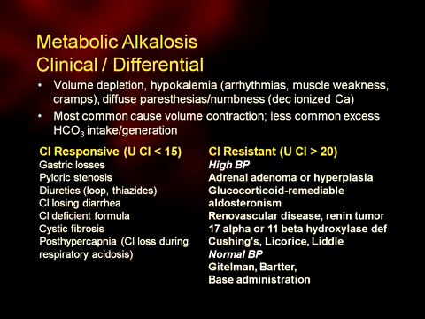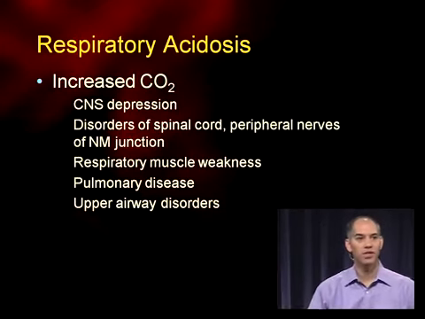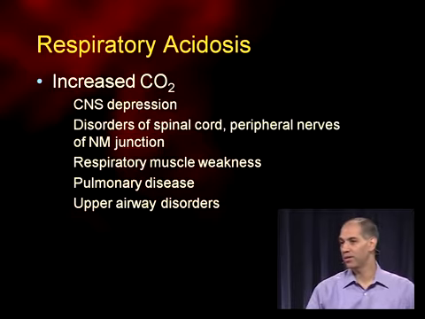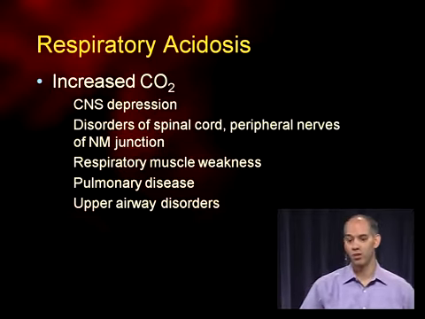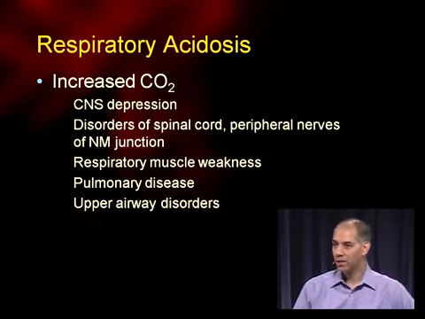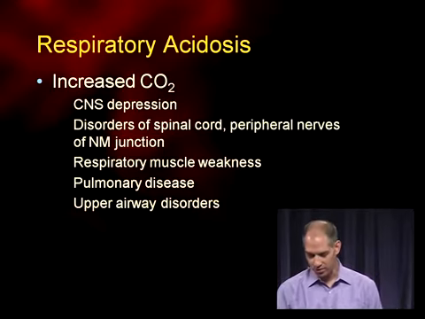And then there are those that present with normal or even low blood pressure, which are the inherited Gitelman syndrome, Bartter syndrome, the tubular dysfunctions, and finally, too much base administration. Respiratory acidosis, increased PCO2. We see that with CNS depression, patients who have a decreased respiratory drive. Disorders of the spinal cord or of the neuromuscular junction, their respiratory muscles are not working well. Finally, pulmonary disease, they're just not able to exchange air, they're not ventilating well. And then finally, upper airway disorders, they just can't exchange gas because of an upper airway disorder.